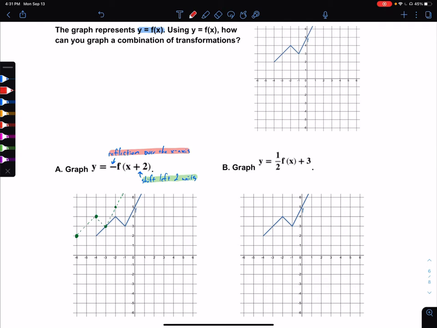So for the reflection, I'm going to take all of my points and reflect them across the x-axis. So this point here is 2 places away from the x-axis. So I'm going to move it 2 places below the x-axis when I reflect it. So that point would go right here. Then at negative 4, we have negative 4, positive 4. So I'm going to make that negative 4, negative 4.